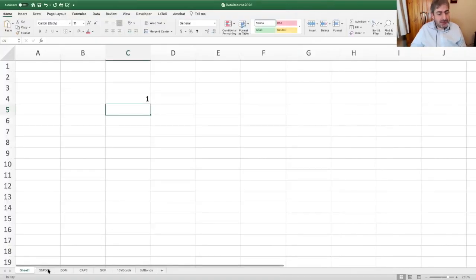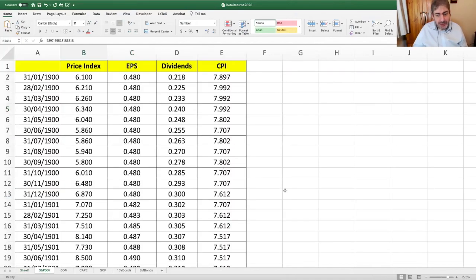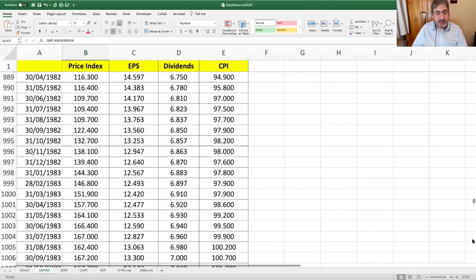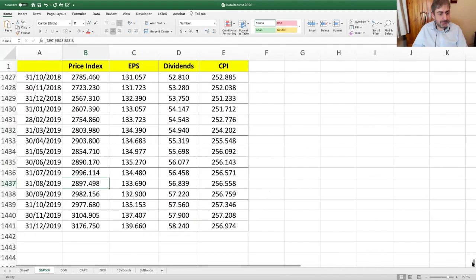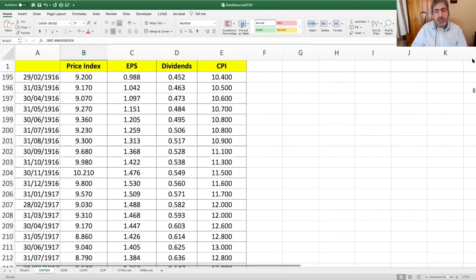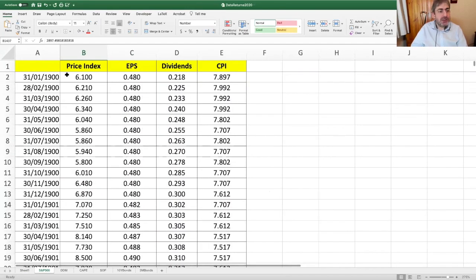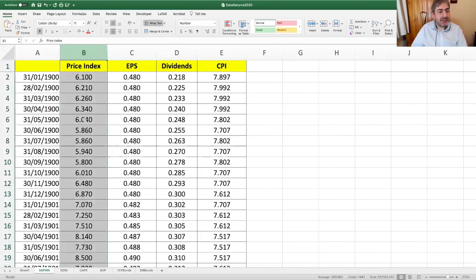Okay. So let's start from the empty file. This is an Excel file that I give you just with some data, so we can work a little bit on it. So what you have here is data from the US market from 1900 to the end of 2019. What you have is the S&P 500 index. This is the index.